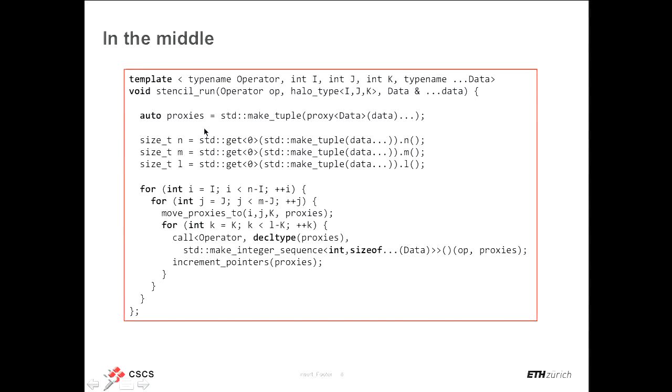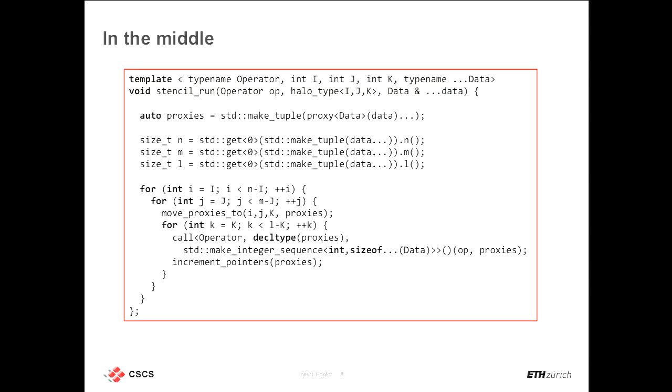Now I need to take a tuple and transform it into a pack expansion again. And this is a trick that we will see later, actually. You're showing that, right? Paolo will show you how this trick is done. It's not that intuitive. You need to use this make integer sequence. But basically what it does, it takes these proxies, unpacks them, and calls the operator with these proxies, and then we'll increment the pointers on the proxies. So I have some helper functions around that will do this increment.